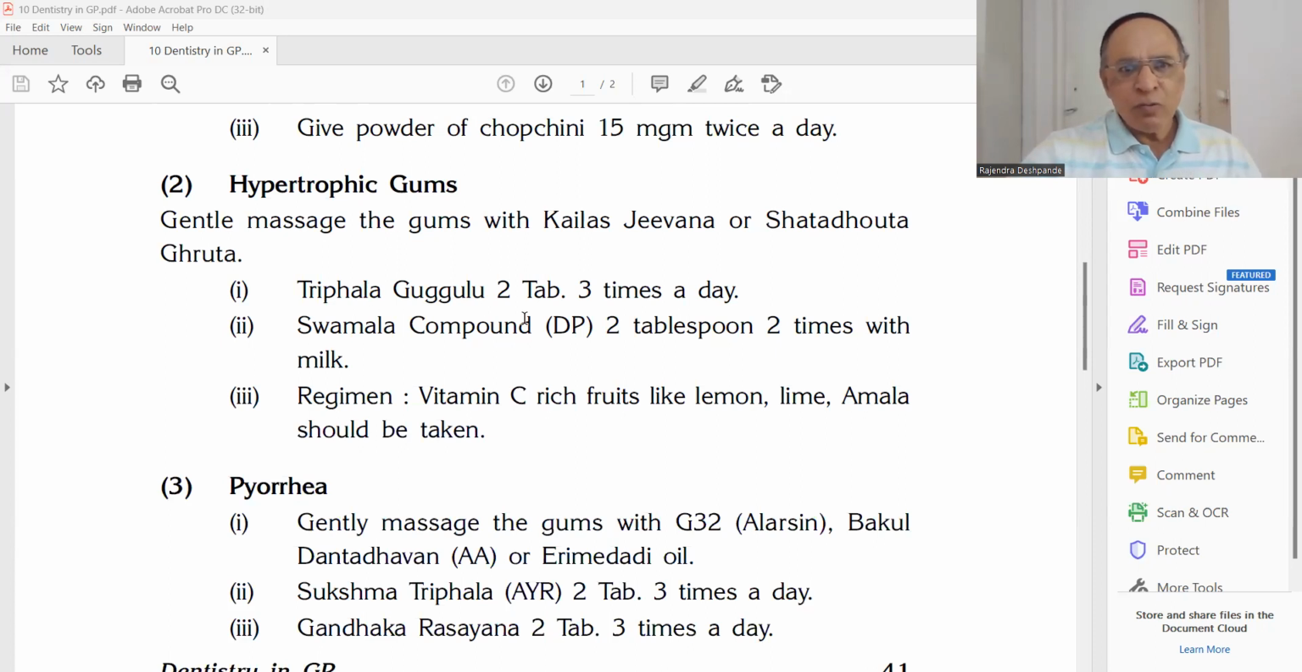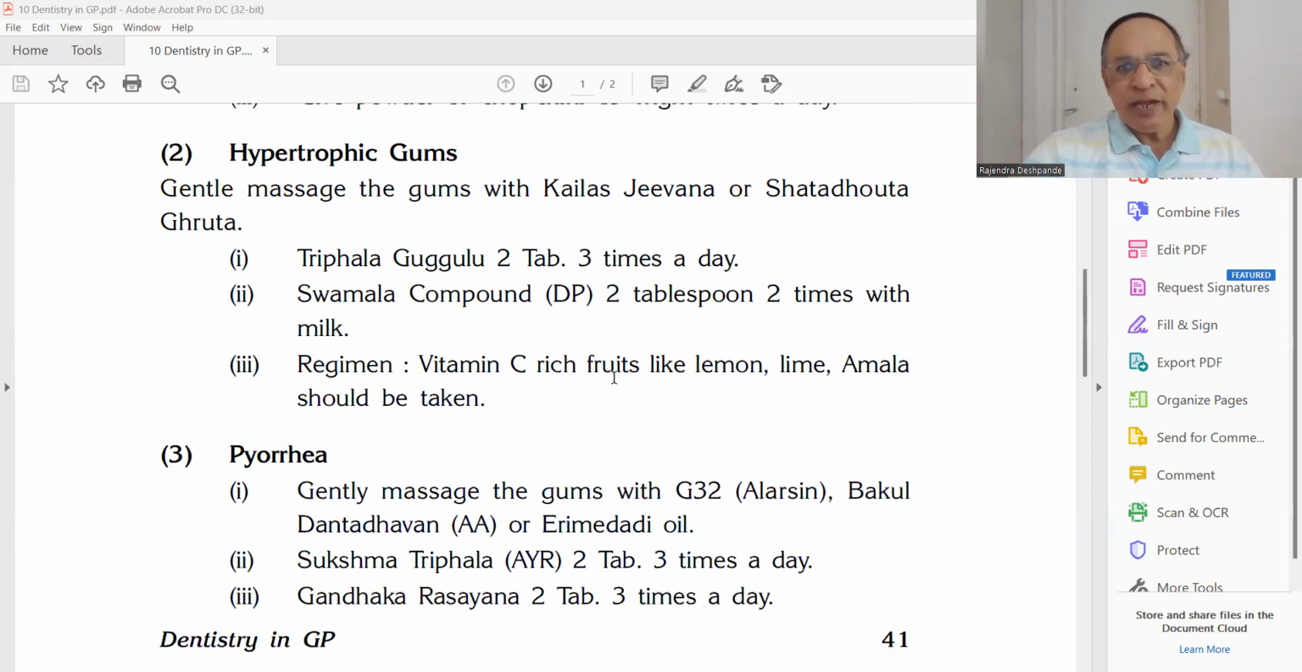Then Triphala Gugulu, 2 tablets 3 times a day, reduces the infection and the pain. And Swamala compound like Chyavanprash from Dhutapapeshwar company, vitamin C is in a very good amount, 2 teaspoons 3 times a day with milk, because the gum basically depends on the quality of micronutrients like vitamin C. Regimen: vitamin C rich foods like lemon, lime, amla should be taken frequently with your food, to prevent the hypertrophy of the gums.